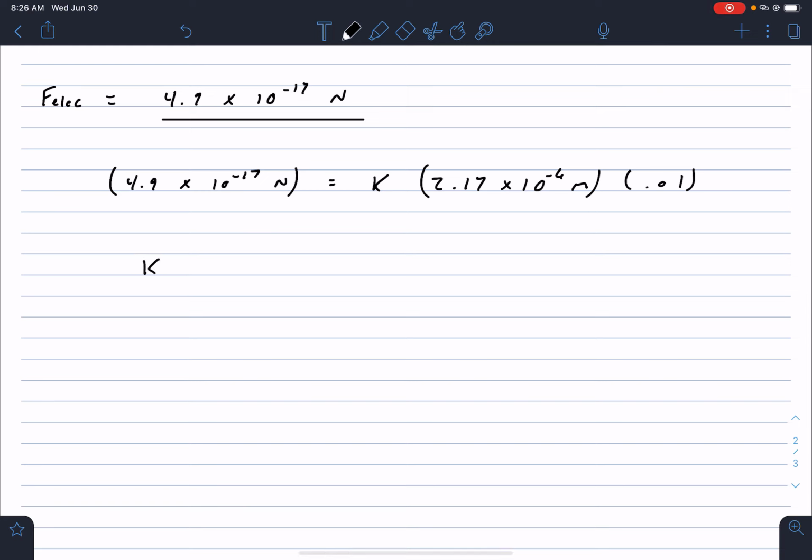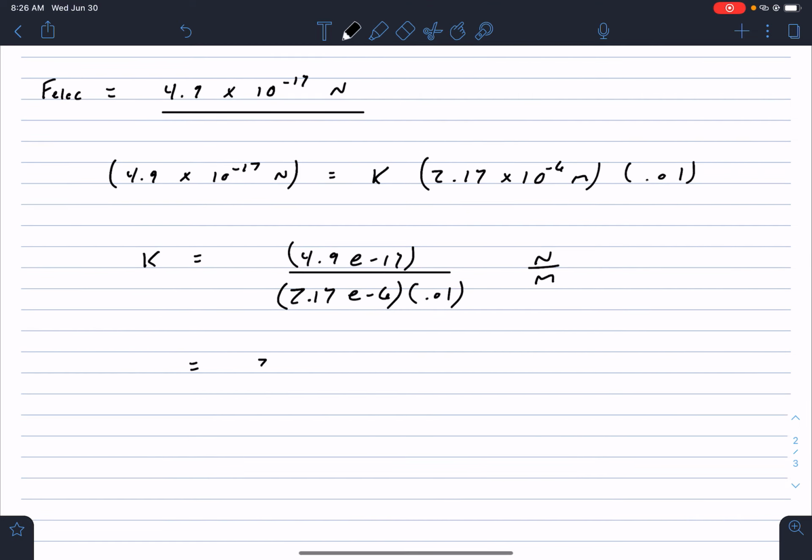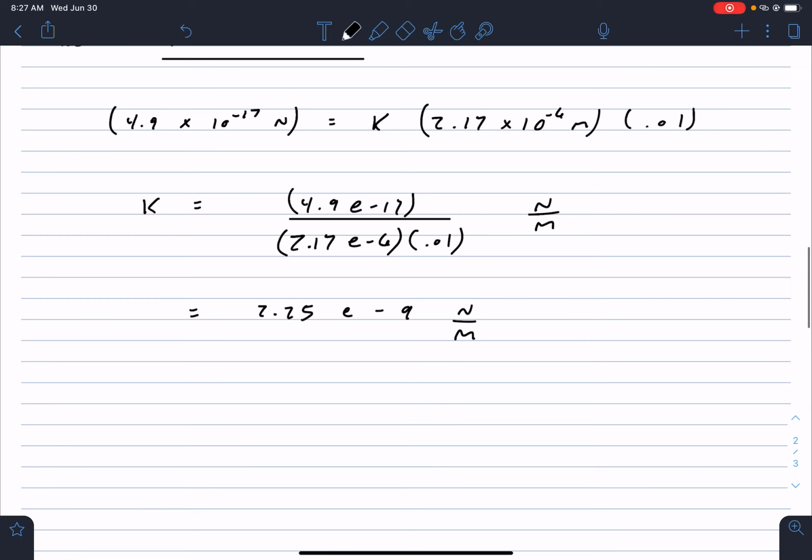So now we want to find the spring constant. So then we take 4.9 times 10 to the negative 17 over 2.7 times 10 to the negative 6 times 0.01. Make sure we have our units. And this gives us 2.25e to the negative, let me just double check, 9 newtons per meter. So we were able to do that by equating the two forces, Hooke's law for the spring and the electric force.